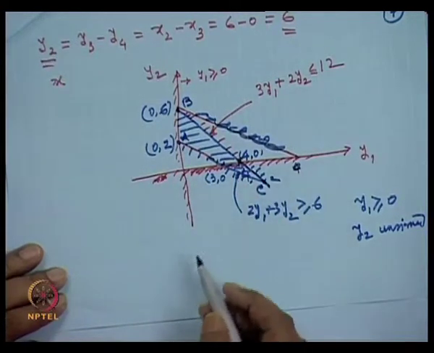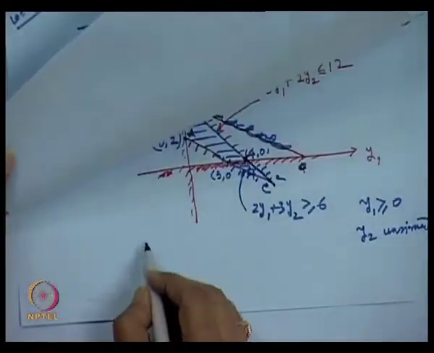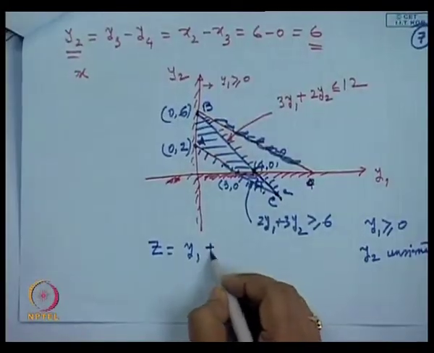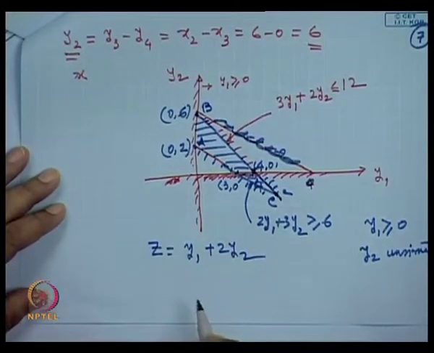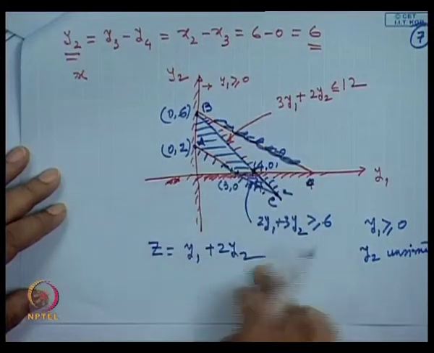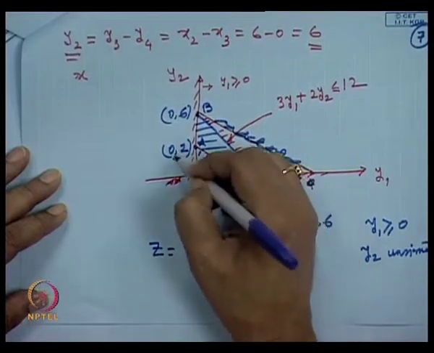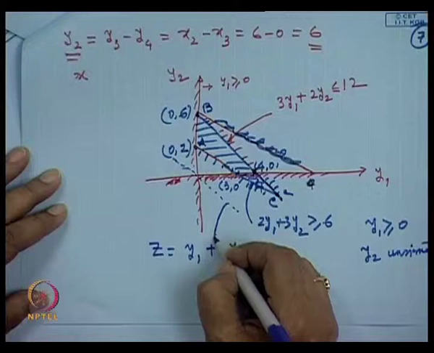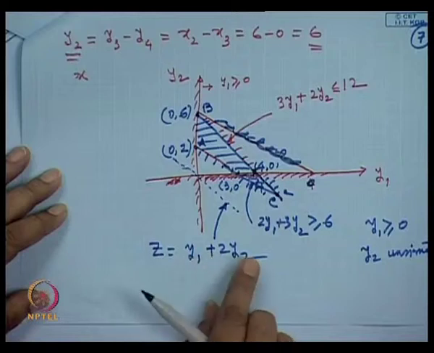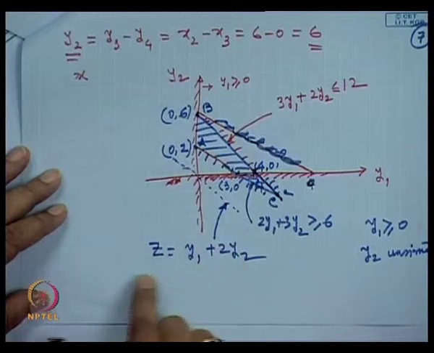In this case our objective function is maximize z is equal to y 1 plus twice y 2, and that we have to maximize. Graphically, this function value is 0 when the line passes through the origin. So, this is the equation of that line. That means we are finding what values of y 1, y 2 in the feasible region make the function value maximum.